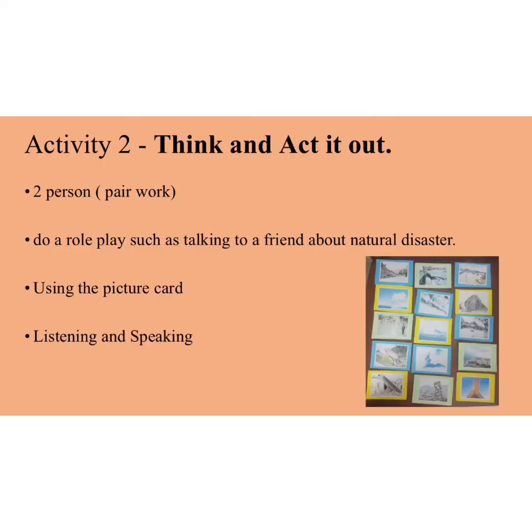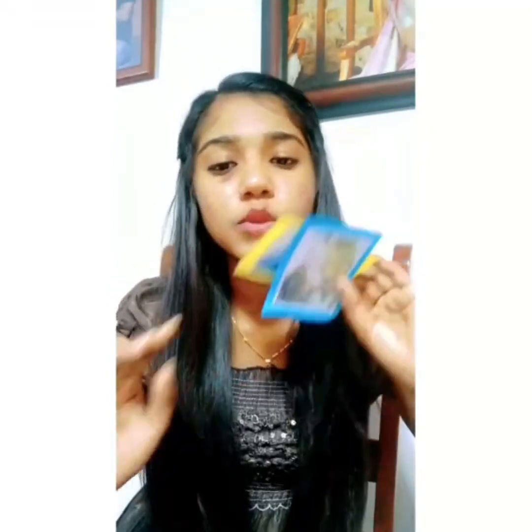The activity 2 will be think and act it out. So this is pair work, 2-person, and the students have to do a role play such as talking to a friend about the natural disaster by choosing a card that I have prepared. So this is the picture card, right? So they'll choose one of the picture card randomly. So if they get earthquake, they have to do a role play talking to a friend about the earthquake that happens. So this consists listening and speaking activity where they listen and they speak.